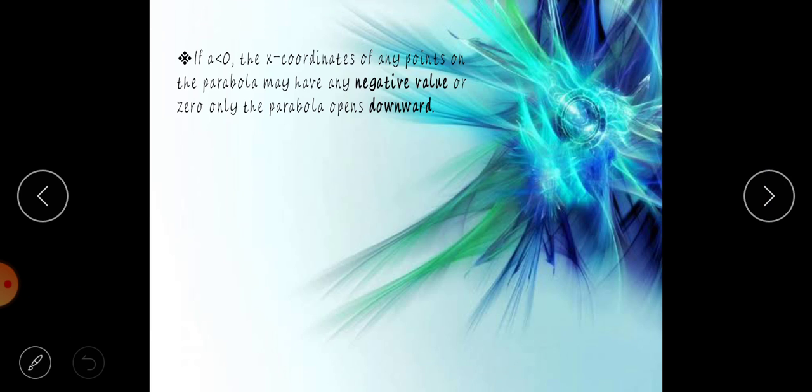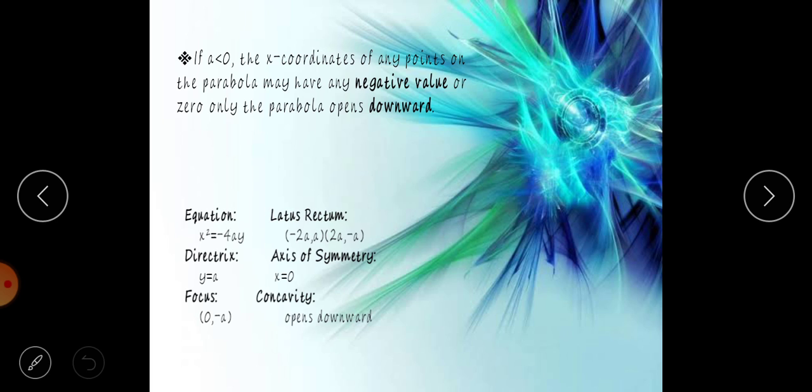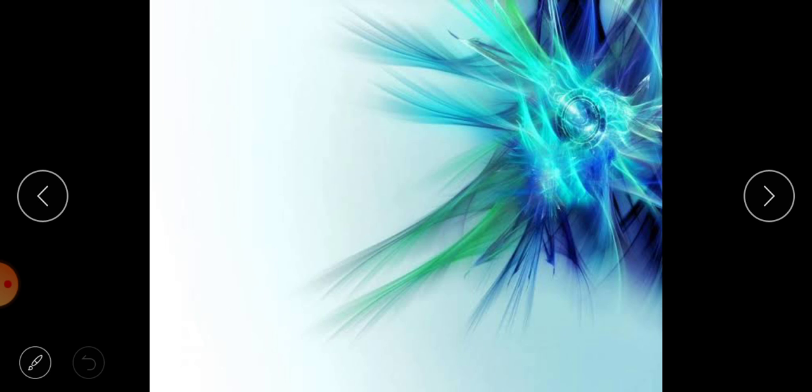So if a is greater than 0, the x-coordinate of any point on the parabola may have any negative value or 0. Only the parabola opens downwards. So the equation of this parabola is x squared is equal to negative 4ay. Its directrix is y is equal to a. Focus is (0, negative a). Latus rectum endpoints are (negative 2a, negative a) and (2a, negative a). Axis of symmetry is x equal to 0, and its concavity is open downward.